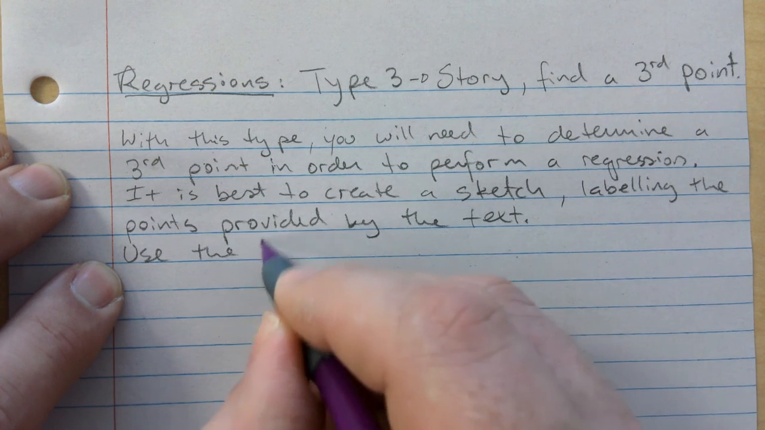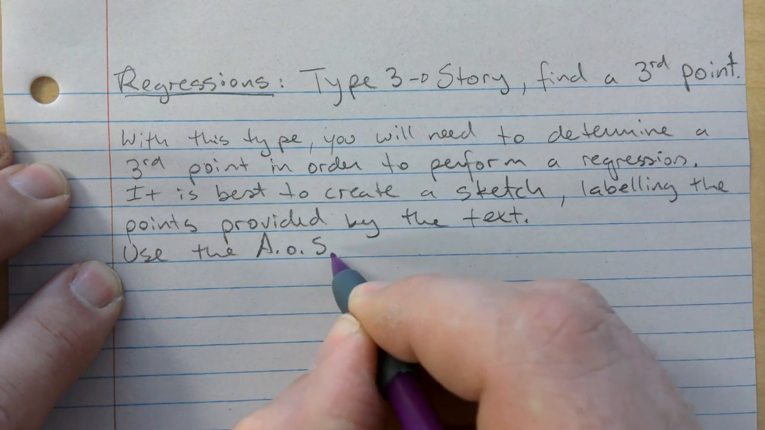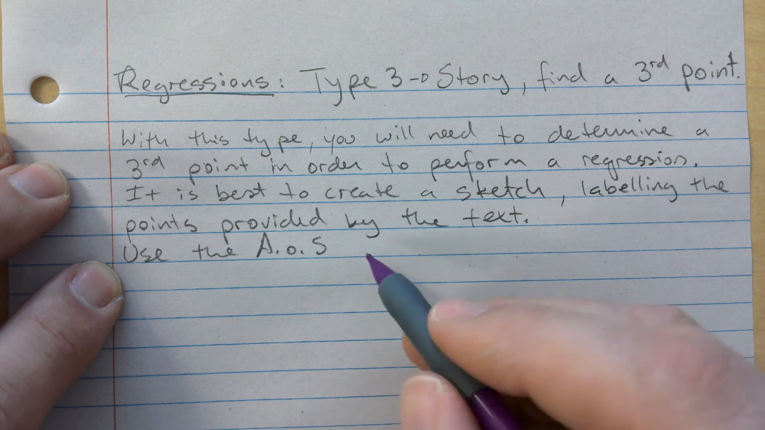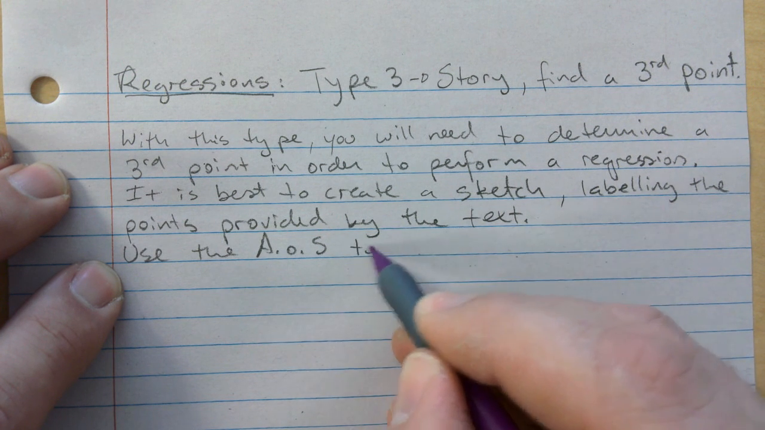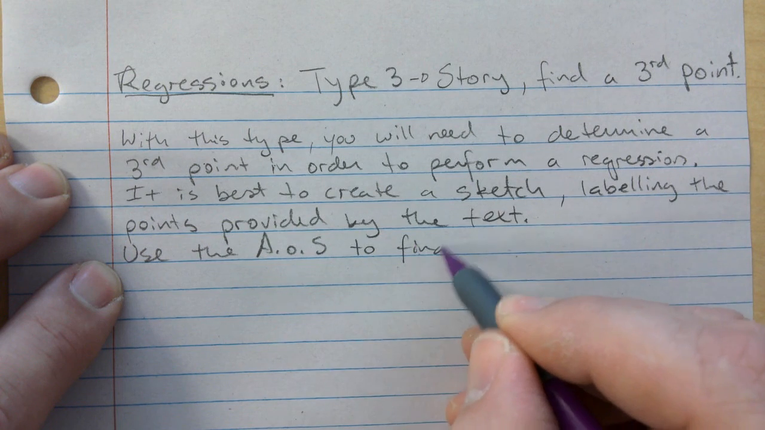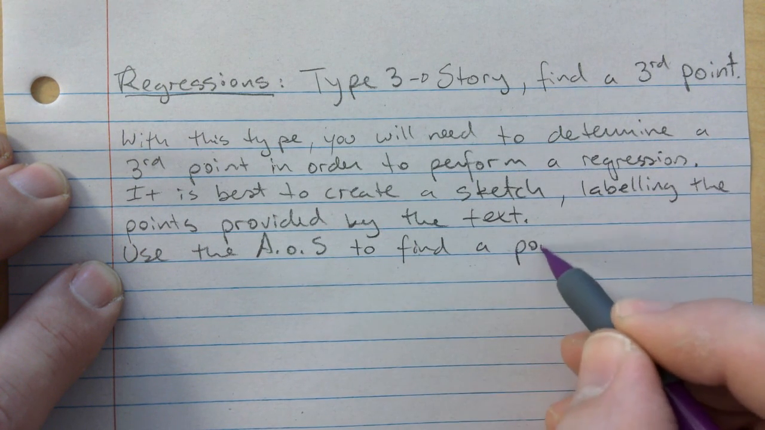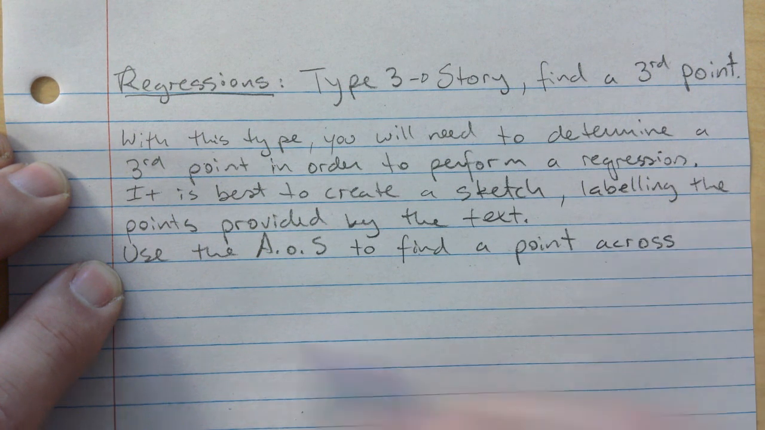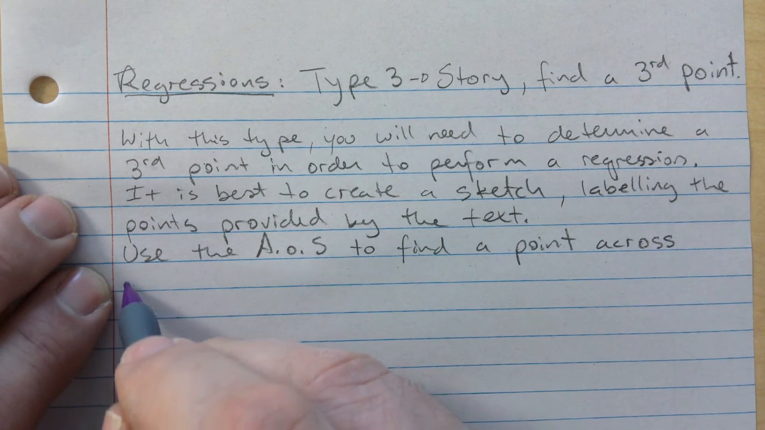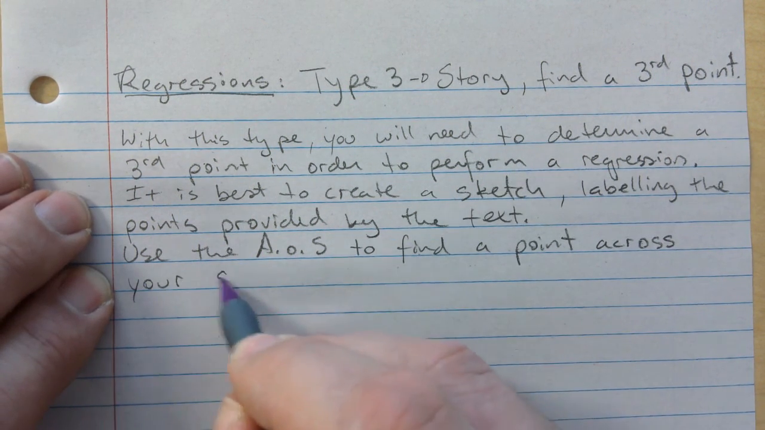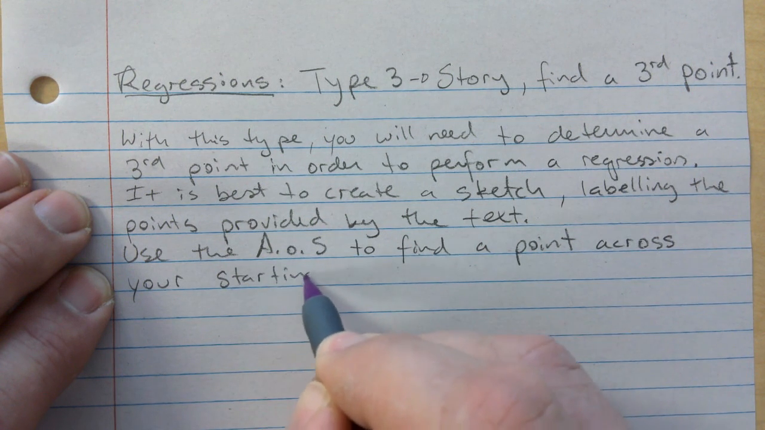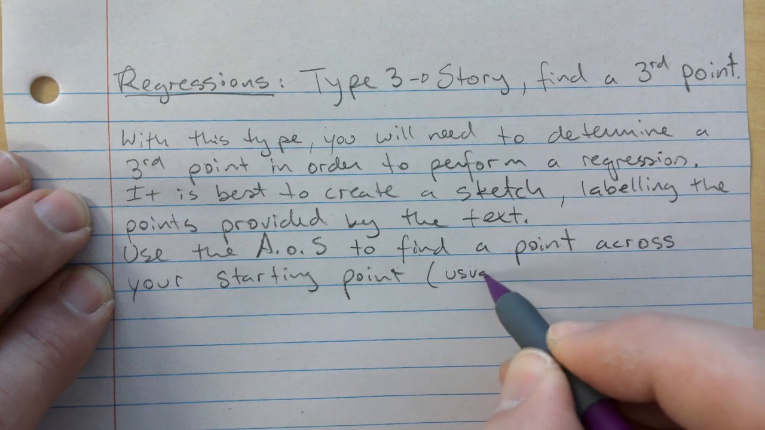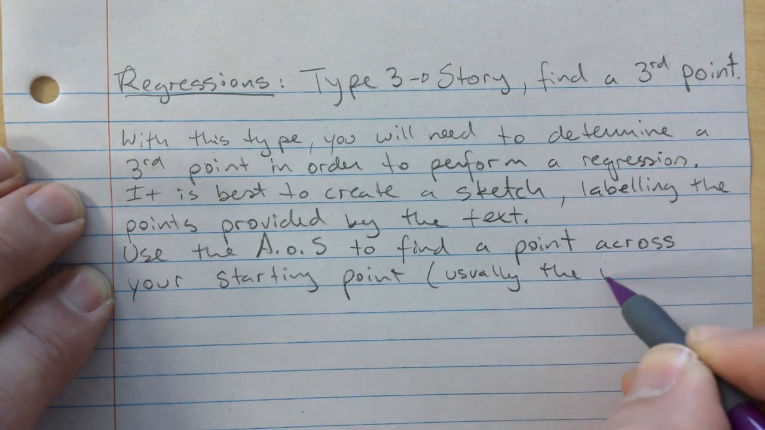Use the axis of symmetry to find a point across your starting point, usually the y-intercept.